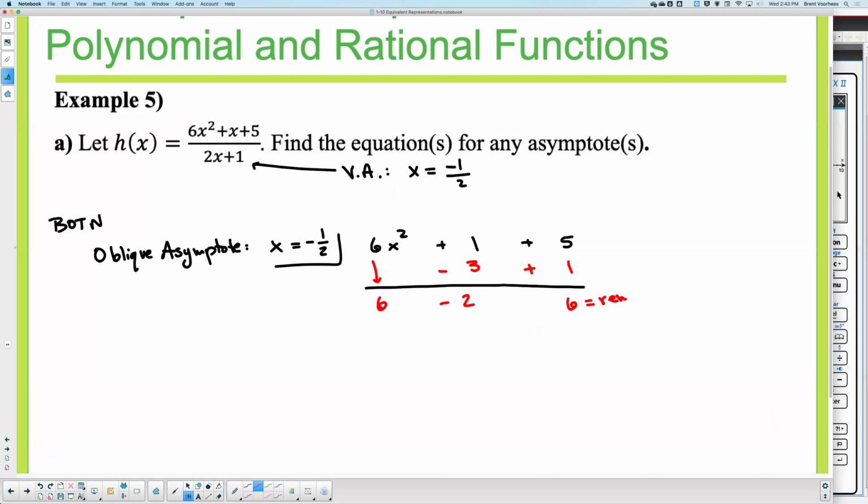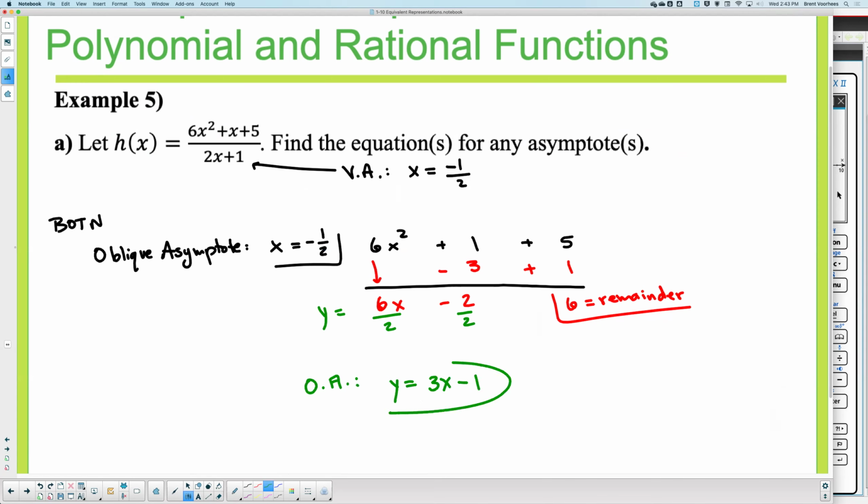What do I get there? 6. That's your remainder. Is this a factor? No, it's an asymptote, not a factor. So 6 is our remainder. This was an x squared, what's it now? X. One last thing though that's weird with this problem. Rule of synthetic: if you're dividing by a fraction, at the end you need to divide the quotient by 2. So my oblique asymptote would actually be y equals 3x minus 1. That would be my asymptote right there. My oblique asymptote. That's a weird looking A, but that's what that was supposed to be.